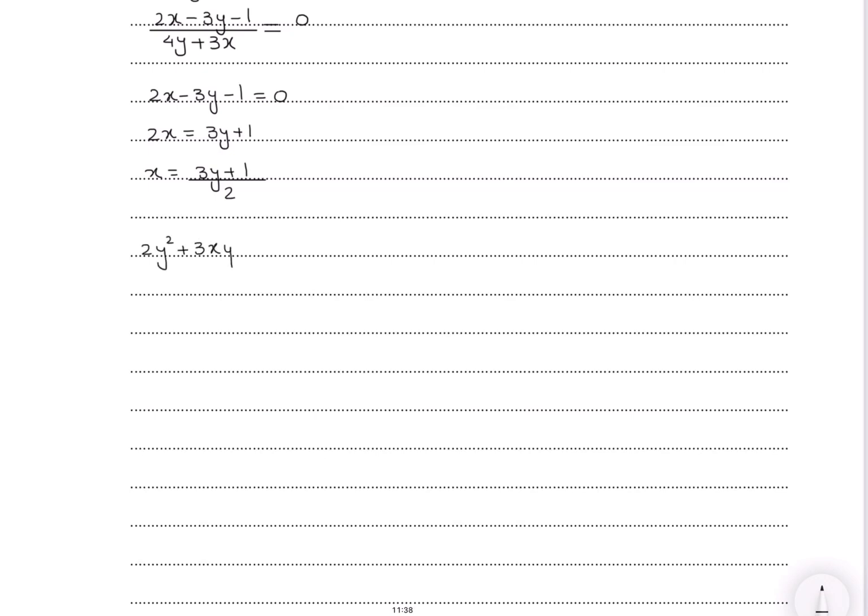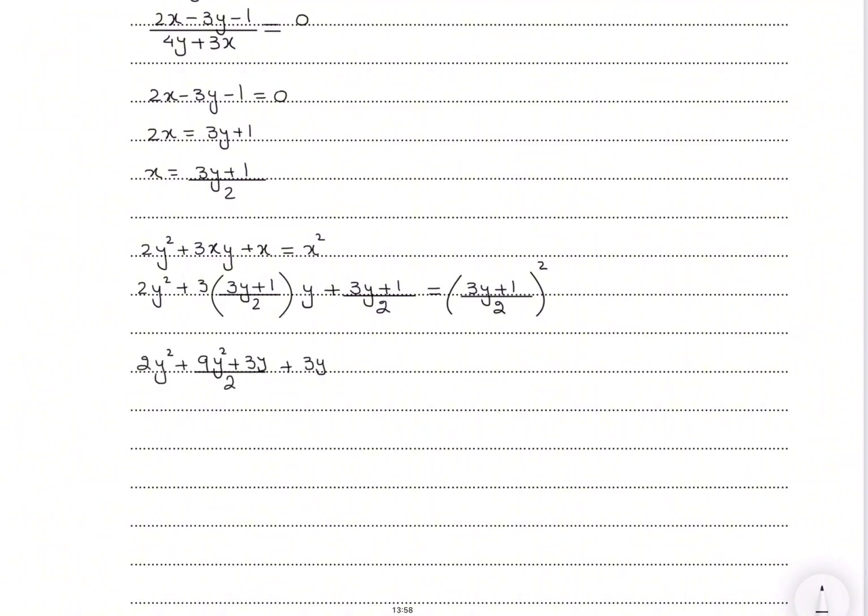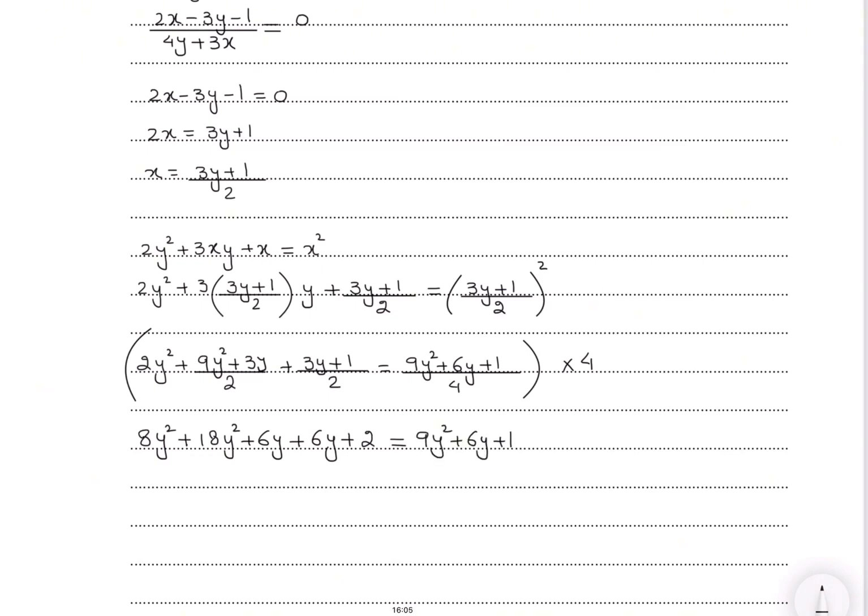Now 2y square plus 3xy plus x equals x square. Now put the value of x here. Now simplify it. I am multiplying it by 4, so that the fraction would be gone.